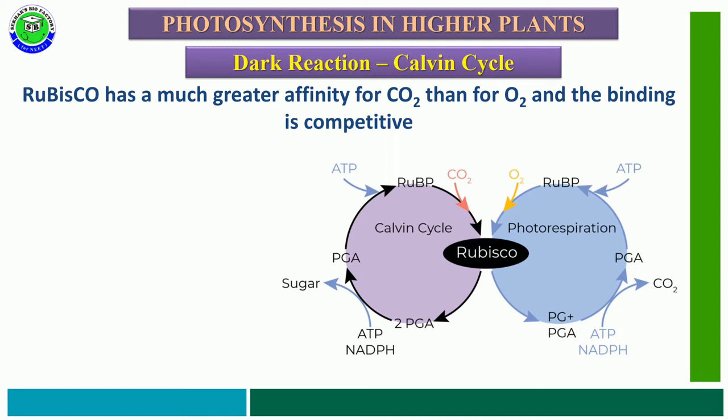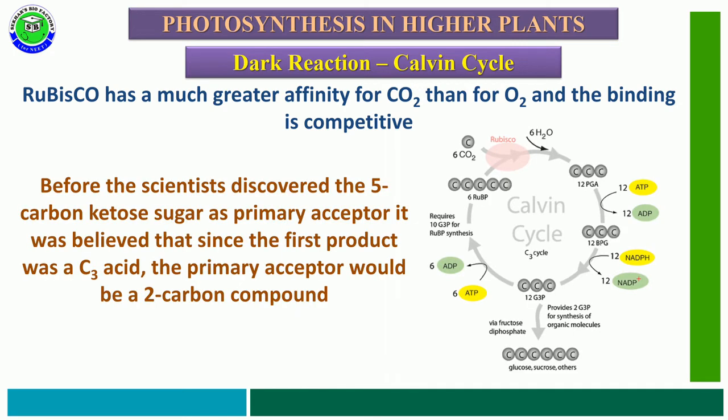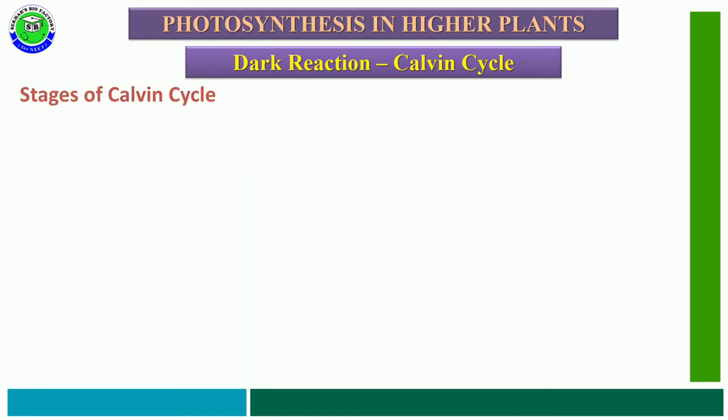Rubisco has a much greater affinity for carbon dioxide than oxygen, so it binds in a competitive way. At this time, before the scientists discovered the 5 carbon keto sugar, which acts as the primary carbon dioxide acceptor, they believed that the first product was a C3 acid. Before discovering Rubisco, they thought that the first carbon dioxide acceptor was a 2 carbon compound. The stages of the Calvin cycle.